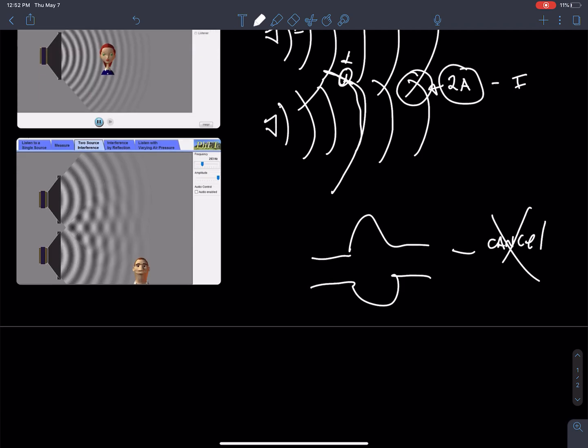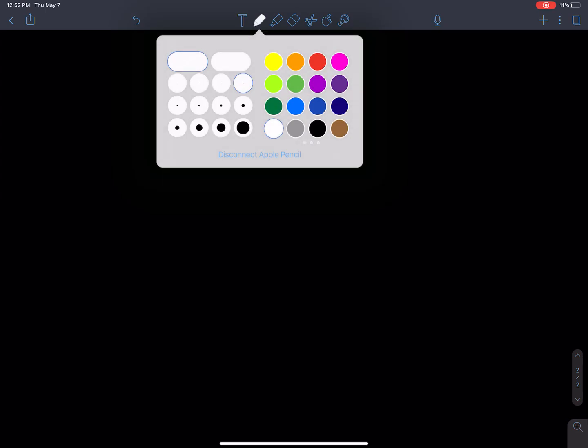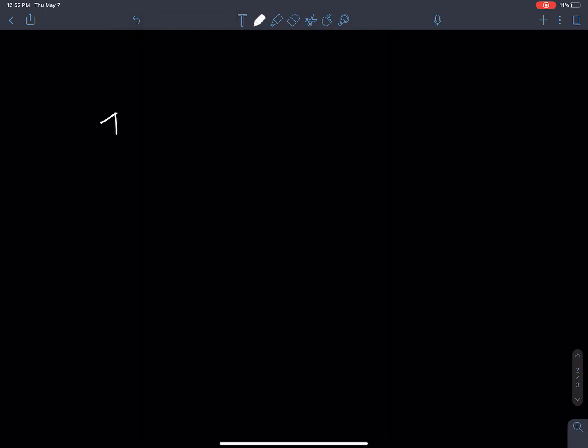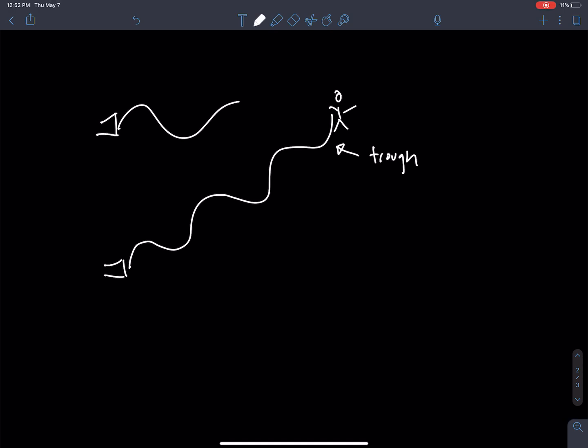So if I want to predict, if I have a speaker here and I have a speaker here, and I'm going to be standing at a point over here, and I want to predict, will the intensity of sound be high or low? I need to take a look at how the waves are reaching me. Let's say that is reaching me at a trough, and that is reaching me at a crest.